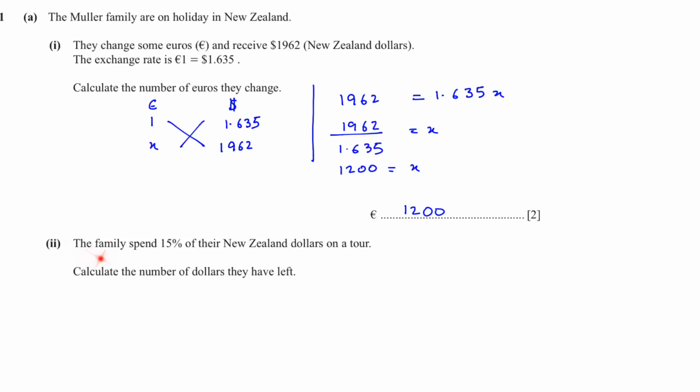A2. The family spends 15% of the New Zealand dollars on a tour. Calculate the number of dollars they have left. Percentage means total is 100, correct? From 100, they spend 15%. So how many percentage is remaining? 85. Therefore, 85% of 1962 is the number of dollars that is left with them. And we will get 1667.70.